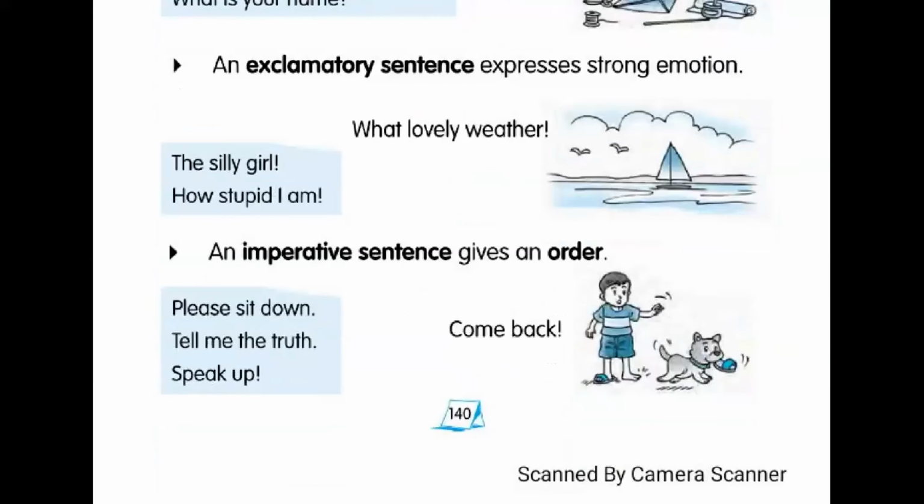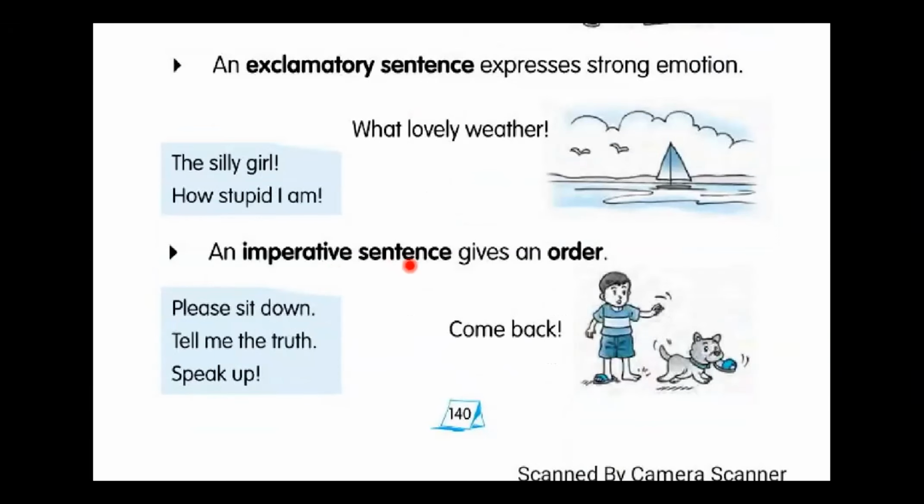Now, imperative sentences. An imperative sentence gives an order. Here it is not a question nor is it expressing strong emotion, but here we are giving an order. What is the difference between order and request? Yes, what is the difference between order and request? Request means you tell someone, please, please help me. But you don't say, help me. No, no. When you're asking for help, you don't give an order.